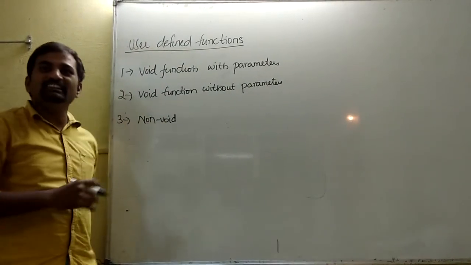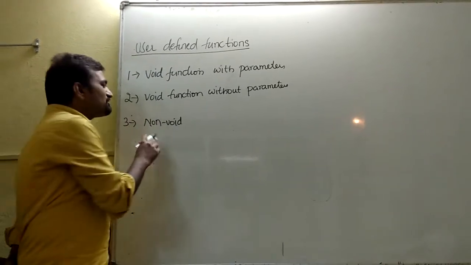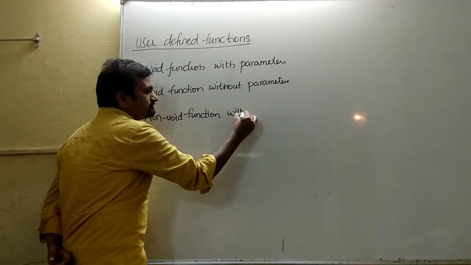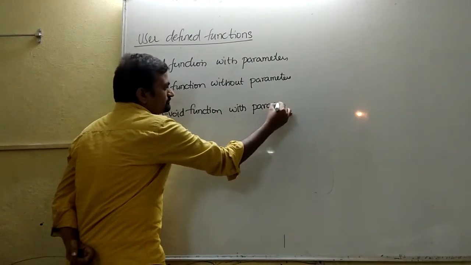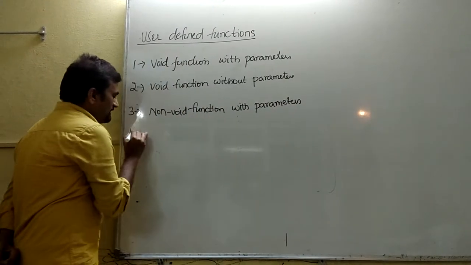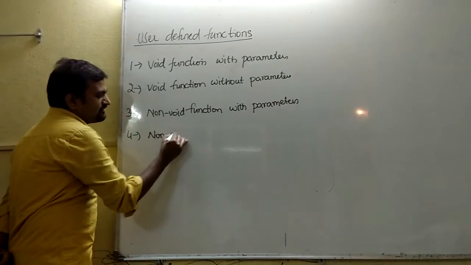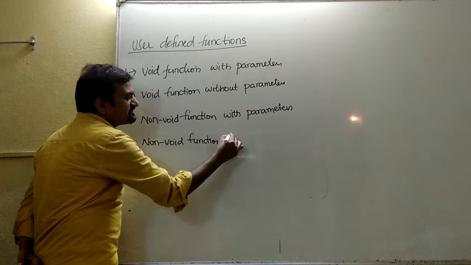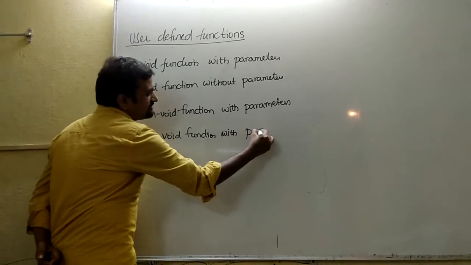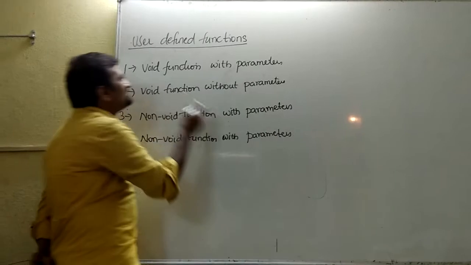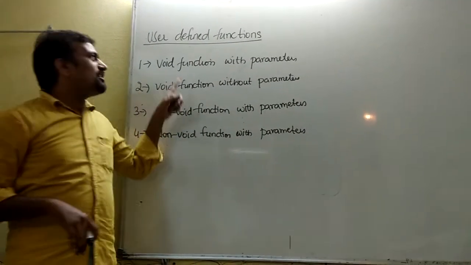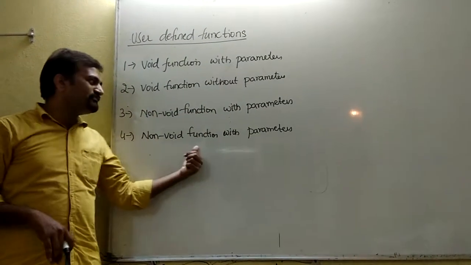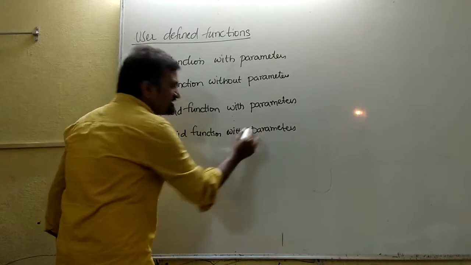Non-void function means it is having some return type, right? So non-void function with parameters. And a non-void function without parameters. So a user can define his or her function in 4 ways. Either it can be a void function with parameters, or a void function without parameters, or a non-void function with parameters and a non-void function without parameters. So these are the 4 ways.